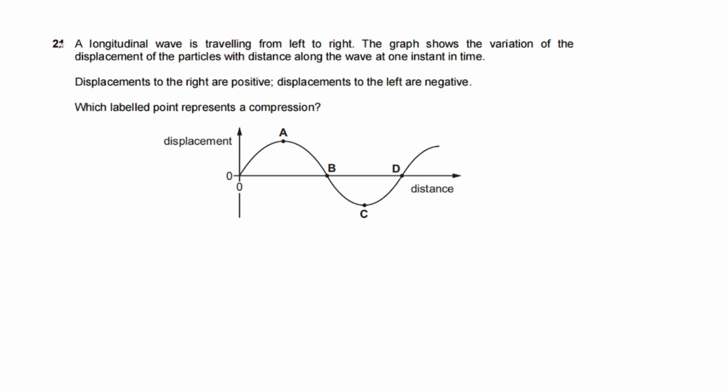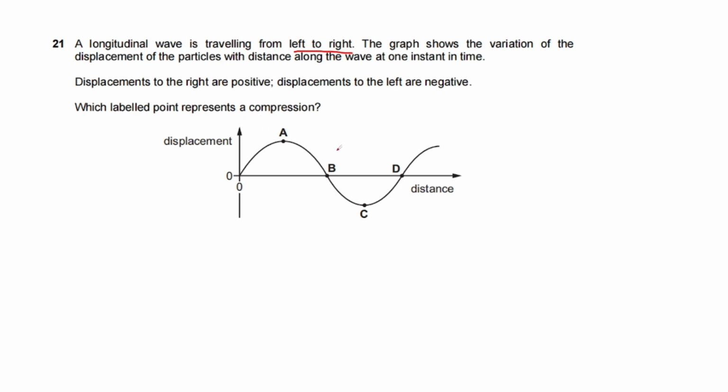Hello, in this video I'm going to discuss the CAIE AS Level Paper 1-2 of 2023 June. Question number 21. A longitudinal wave is traveling from left to right. The graph shows the variation of the displacement of the particles with distance along the wave at one instant in time. Displacements to the right are positive, displacements to the left are negative. Which labeled point represents a compression?